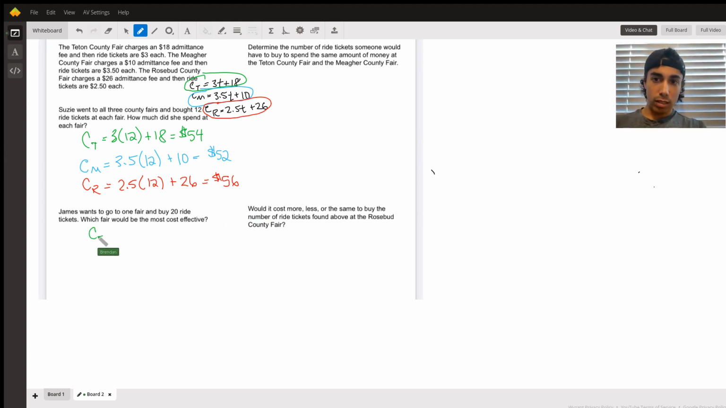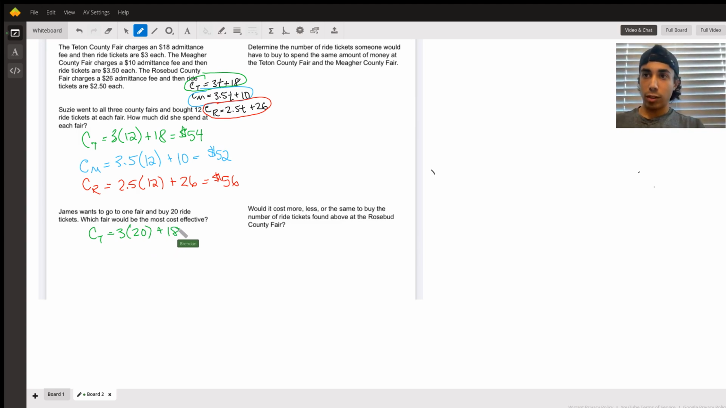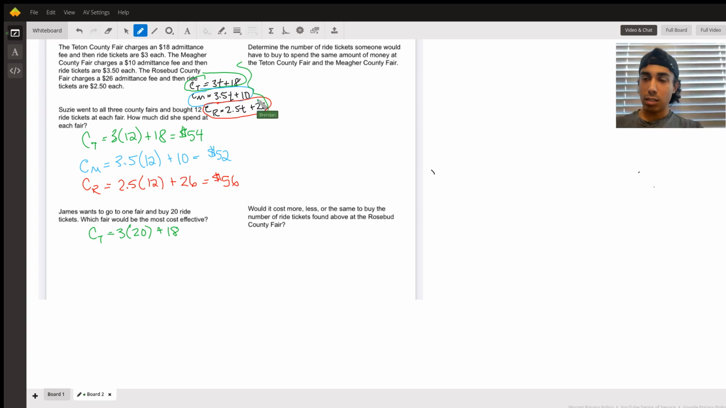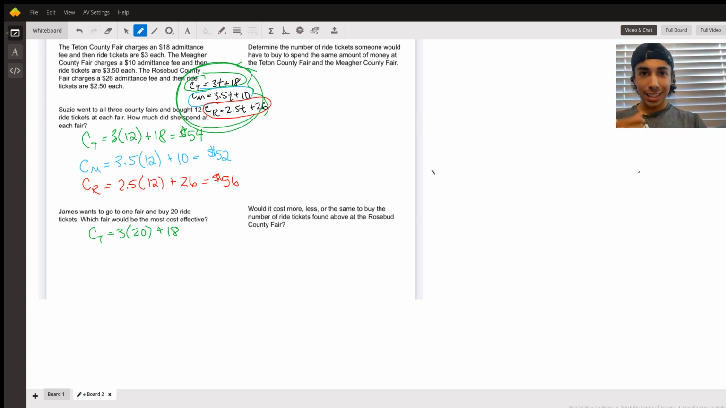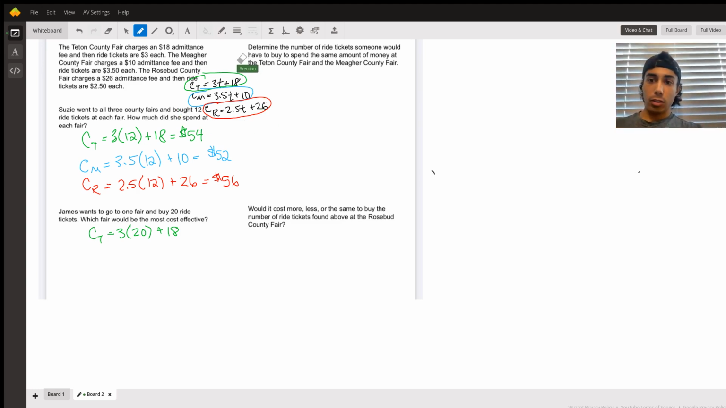We can see what is the price if we buy 20 tickets at each fair. So what I'm going to do is go through each of these equations up here, plugging in 20 for T, and I want to see which one gives me the lowest cost when I plug in 20 for T. All right, so let's see what we got.